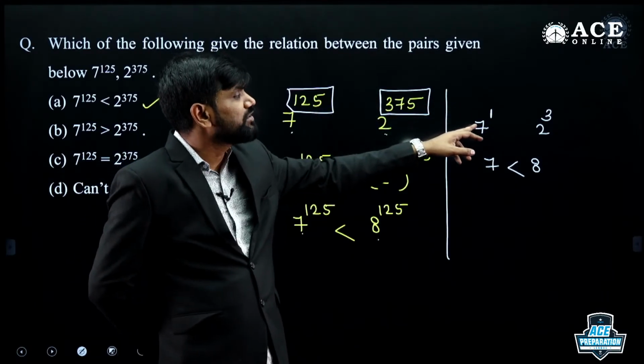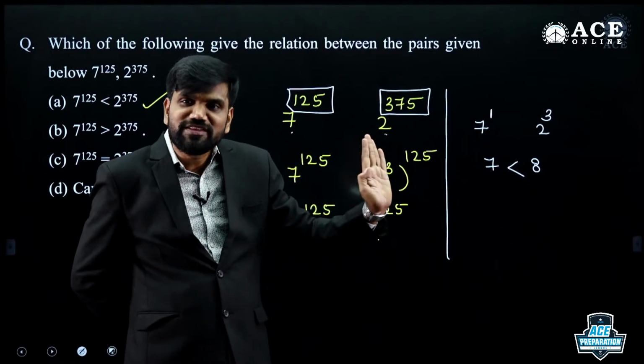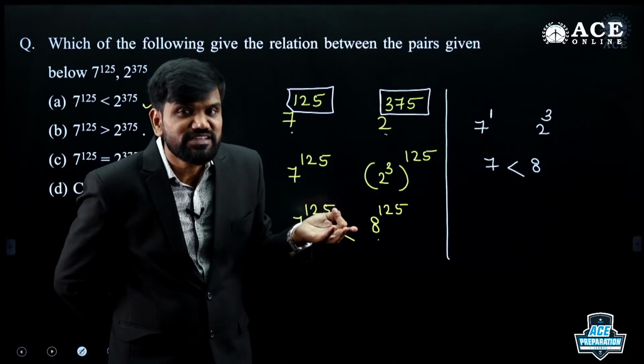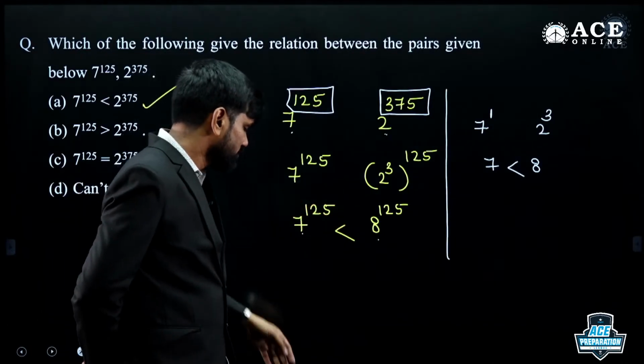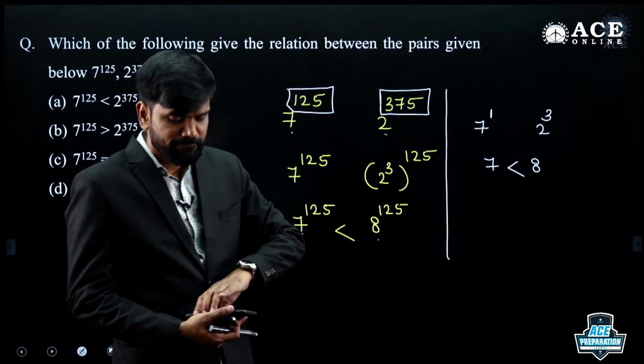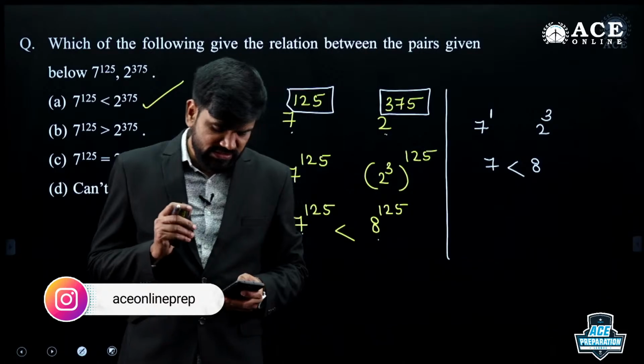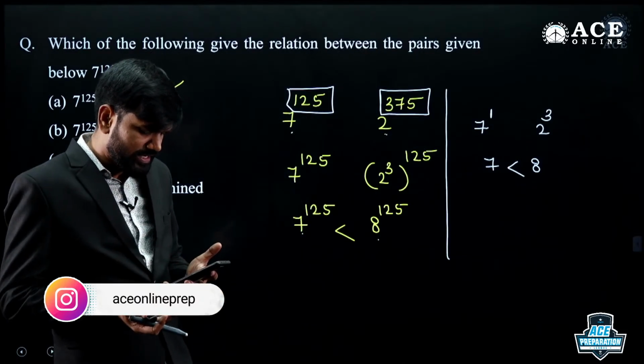That will give you what? 7 power 1 and 2 cube. Now compare them. Whichever is higher there, that will become the highest. Is that clear? Any doubt in that? Please check and tell me if there is any doubt. Please do raise it. I will clarify and move on.